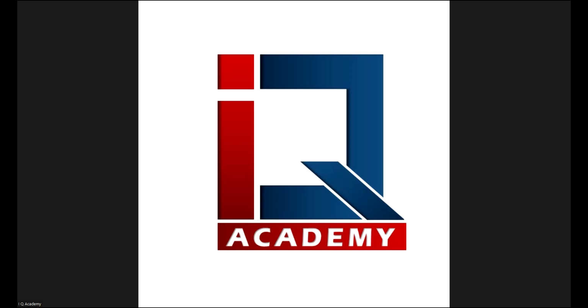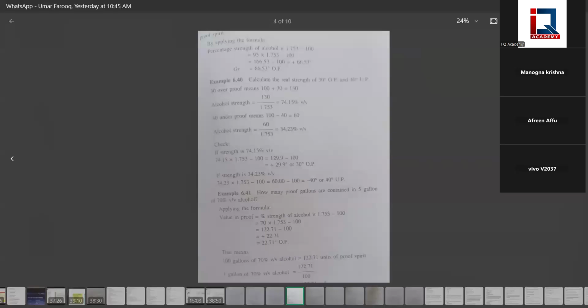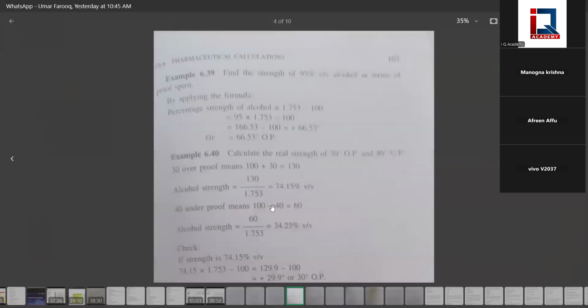Recording first. So today we will discuss two types of calculations. One is proof spirit calculations, and the other one we are going to discuss is displacement value calculation. So guys, in proof spirit calculation, first we need to know how to calculate overproof and underproof. So please write down certain important points here.